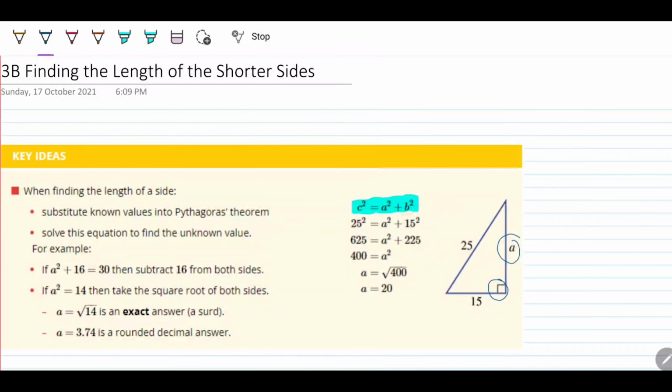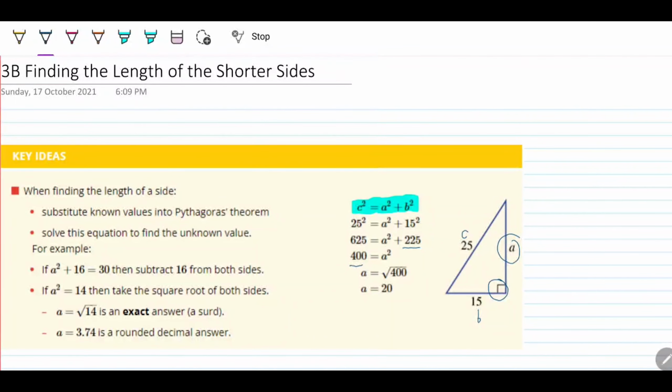To work this out, we need to substitute what we know. So C is going to be 25, so this becomes 25 squared equals A squared plus B squared. B squared, we're going to label as 15. So what we have now is 625 equals A squared plus 225. To get A by itself on one side, we need to move this 225 to the other side. So we get 625 minus 225, which gives us 400. And to get rid of the square, we just need to square root 400, which gives me an answer of 20 as A.